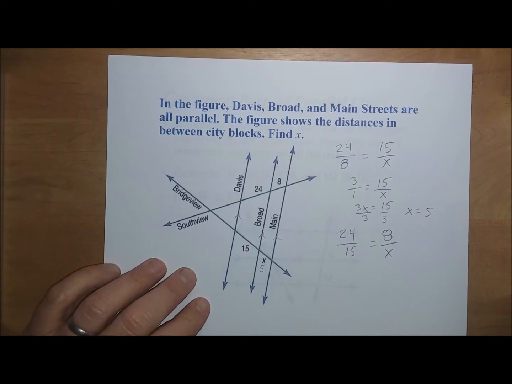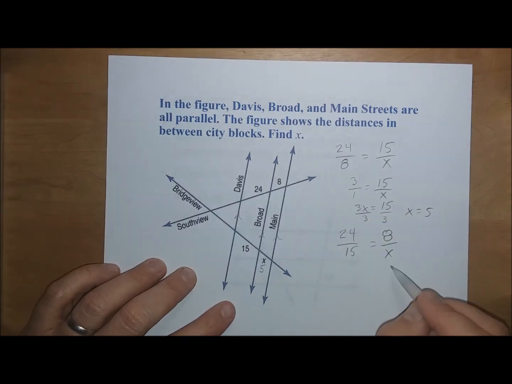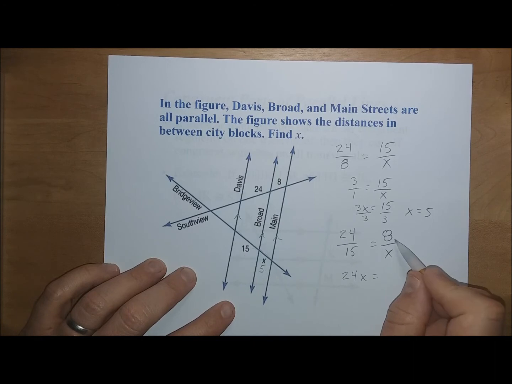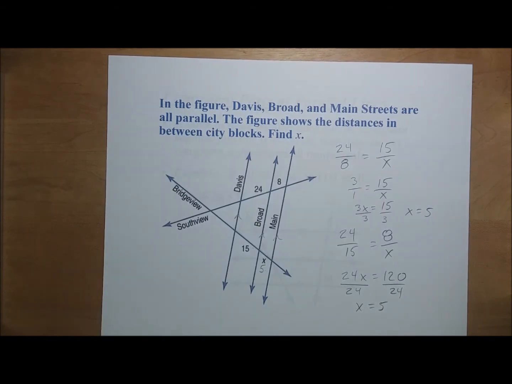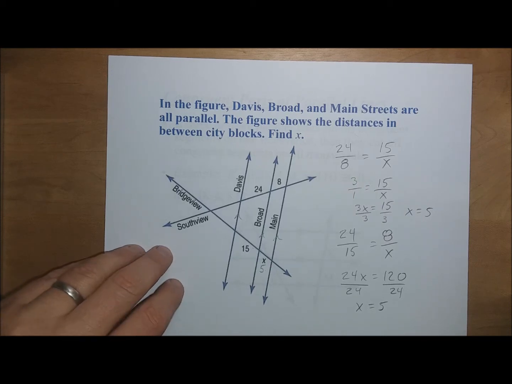Okay, and even if you didn't reduce it to lowest terms, you're going to get the same result. 24x equals 15 times 8, which gives me 120. When I divide both sides by 24, I'm going to get x equals 5 again. These are really beautiful problems because there are lots of different ways to arrive at the same correct answer. Let's try another one.